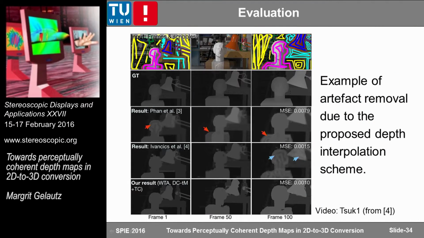And finally, this is just a visual example of how the algorithm can improve the depth interpolation. So we have the ground truth results here. The results by Fan have some artifacts in the depth reconstruction, for example, on the shoulder here. And also the algorithm by IS&T has similar artifacts on the head of the statue here, whereas our result seems to deliver the visually best results.